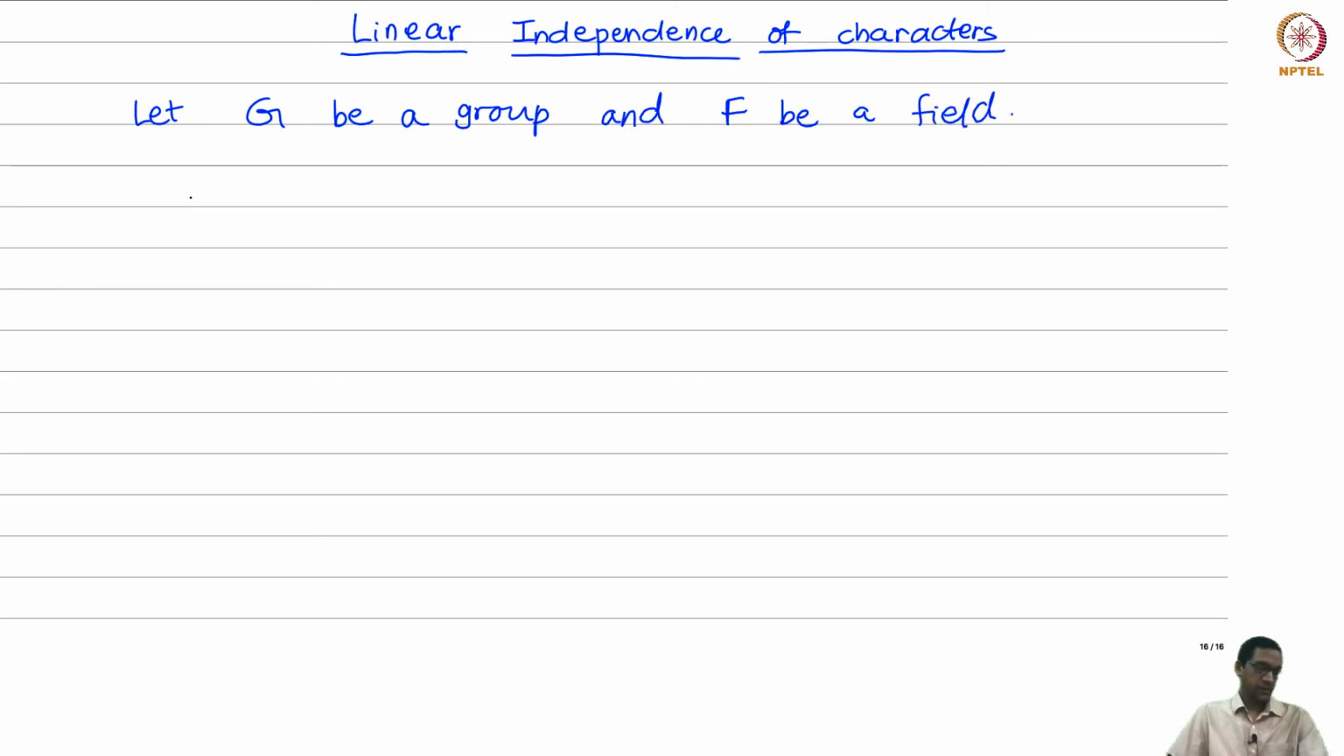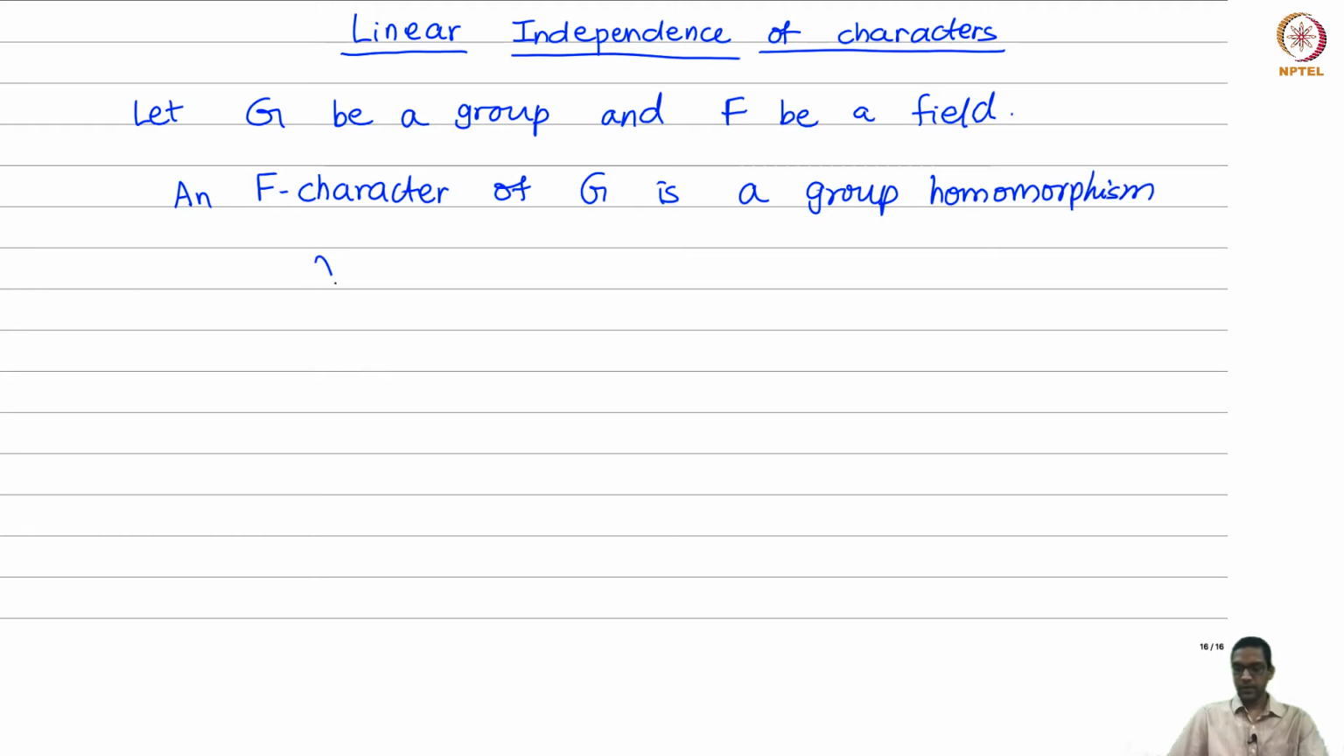By a character we'll mean the following, or maybe just to emphasize the field, an F character of G is a group homomorphism, let's call it chi, from the group G to the group F cross, which is the multiplicative group of the field. So this is the field, delete the origin, think of it as a group under multiplication. This is the definition of an F character, just a group homomorphism from G to the multiplicative group of the field. And here's the theorem.